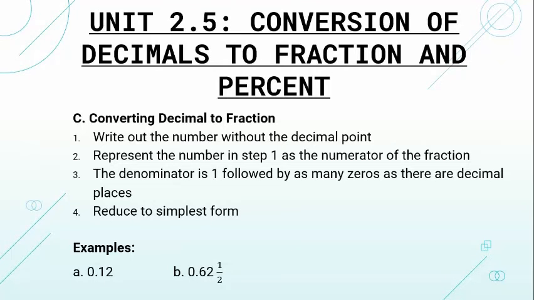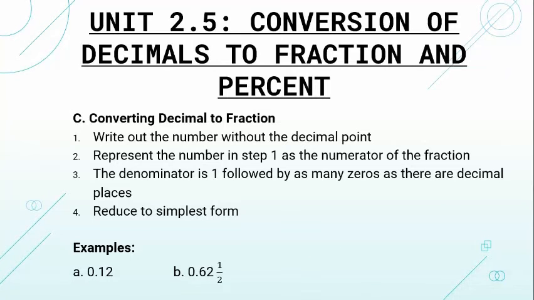Converting decimal to fraction. First, write out the number without the decimal point. Second, represent the number in step 1 as the numerator of the fraction. Third, the denominator is 1 followed by as many zeros as there are decimal places. Lastly, reduce it to simplest form.